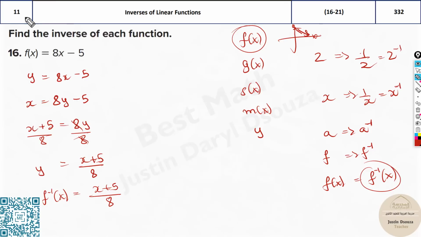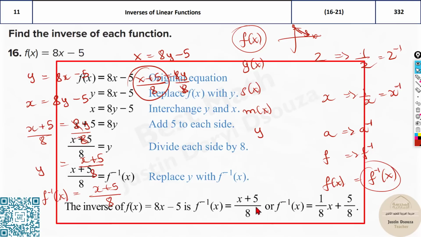Now in the exam, since it's electronic, all you need to do is directly see f of x. Instead of writing y, you can directly write x equals 8y minus 5. You don't need to do the steps, isn't it? Then just solve for y. So I'll take x plus 5 equals 8y, divided by 8, divided by 8. So this will be your answer. You should just choose f inverse of x is equal to x plus 5 by 8. That would be the answer.